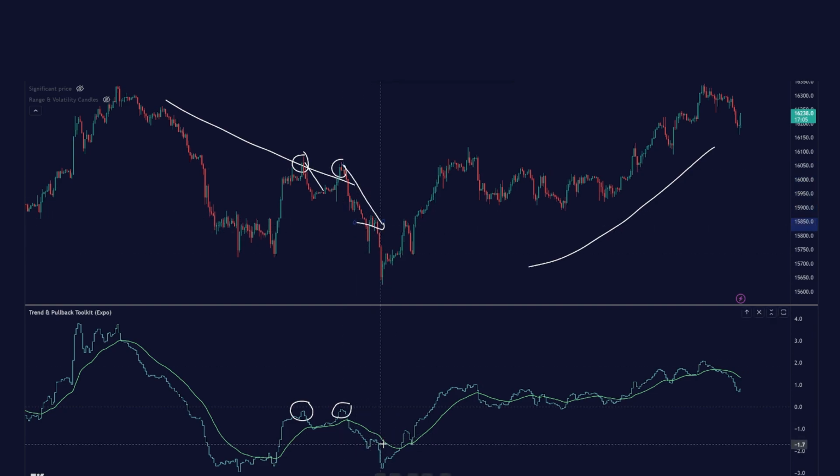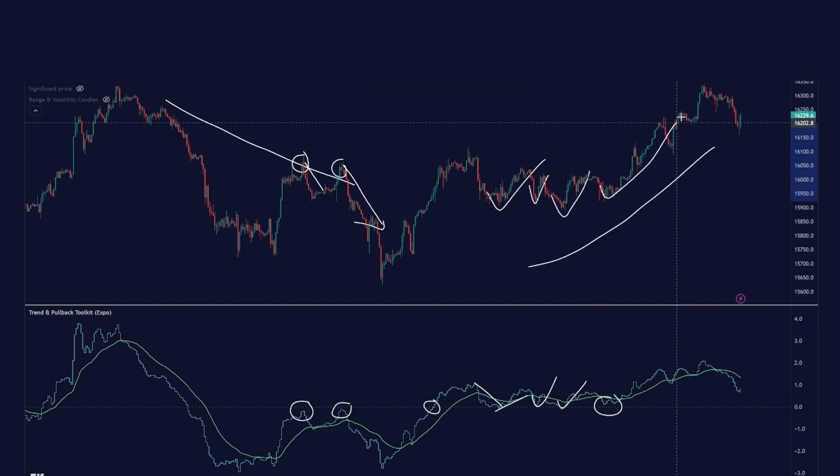And then the line crosses above zero, indicating that we are now bullish, and we want to look for long positions. So when the blue line comes back down and retests this midline, we have a long opportunity. Right there, we have another long, we have another long. You can see how accurate this indicator can call these nice pullbacks. So that is how I use this indicator. It's pretty straightforward.